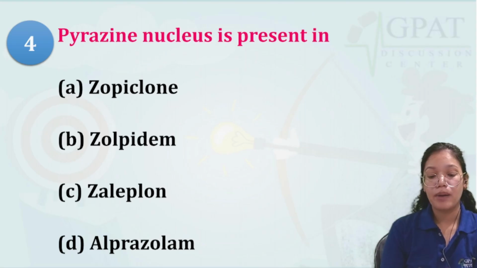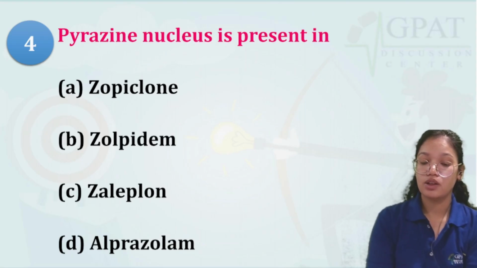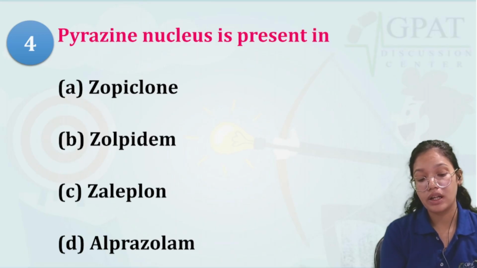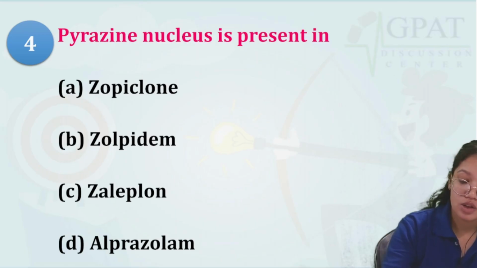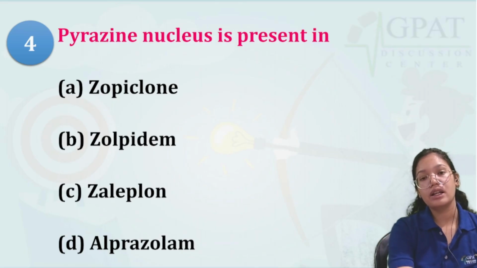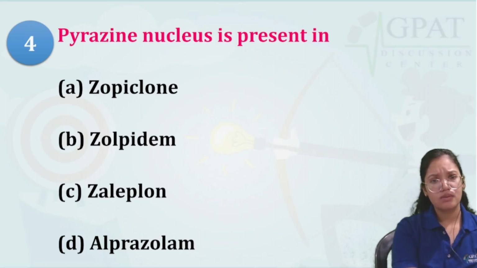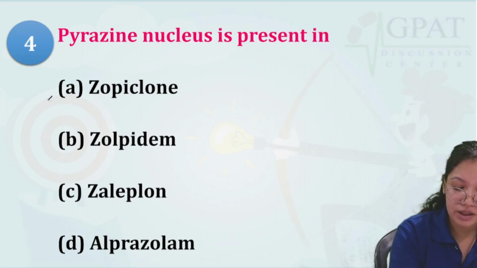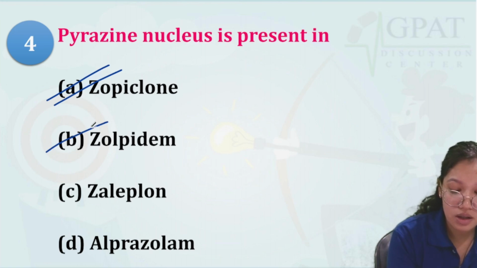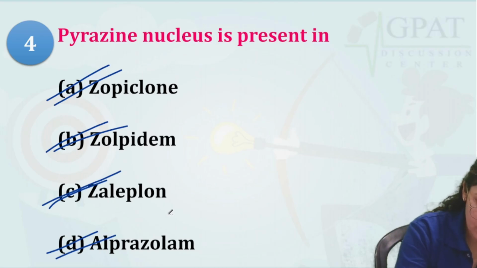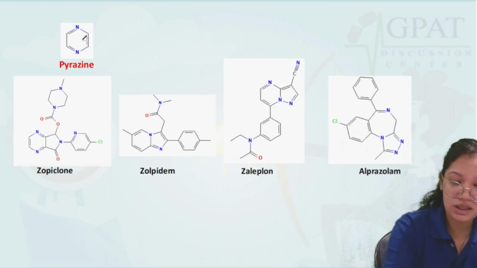Next we have, pyrazine nucleus is present in. So asking about the pyrazine nucleus and in which particular drug it is present. So pyrazine is basically a two heteroatom containing ring, and those two heteroatoms are nitrogen only. It is a type of aromatic ring. So it is present in zopiclone, zolpidem, zaleplone or alprazolam.